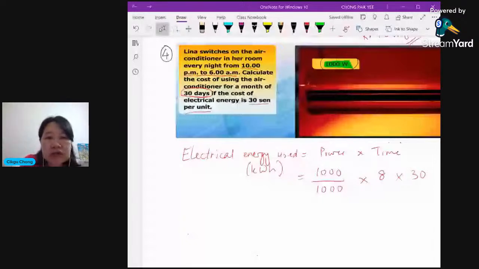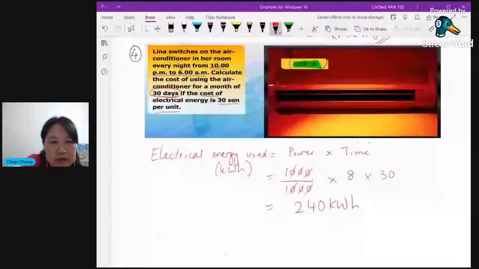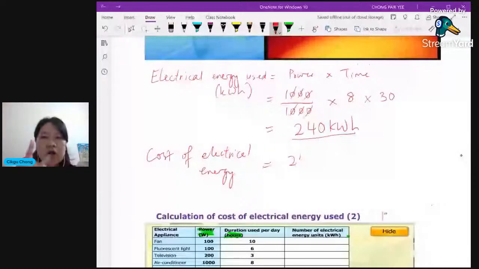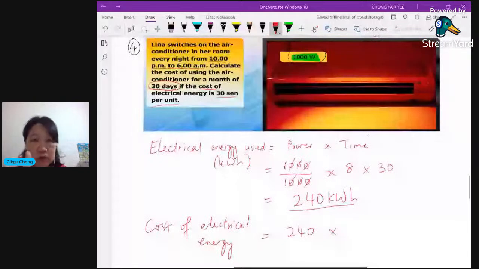Now we calculate the cost of electrical energy. Okay, cost of electrical energy, simple. How much have you used? You have used 240 for the month. And this is called unit. 240 kWh is called 240 unit. So one unit is how much? TNB charges you 30 cents for one unit. So you have to times RM 0.30.